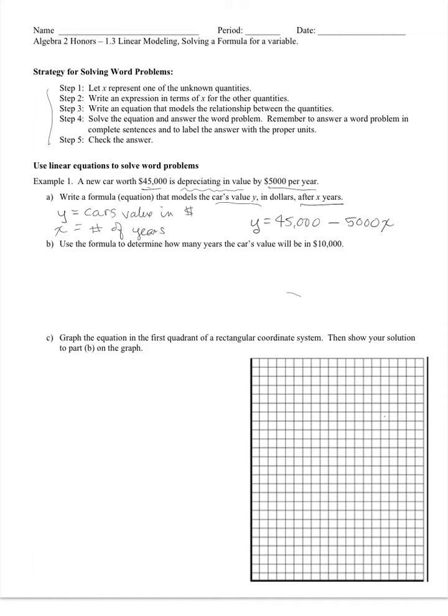Now we're going to use the formula to determine how many years the car's value will be $10,000. So we're going to take our equation, y equals 45,000 minus 5,000x, and we're going to let the car's value, y, be $10,000. And what are we solving for? We're solving for x. After how many years will it be $10,000?